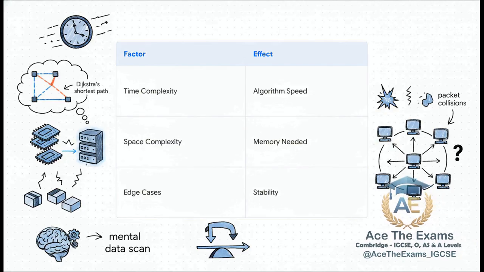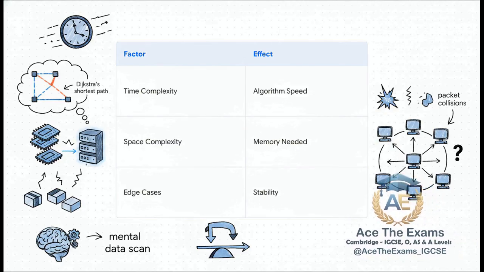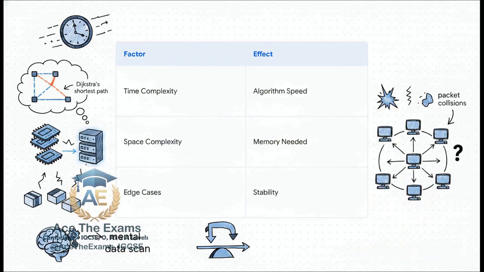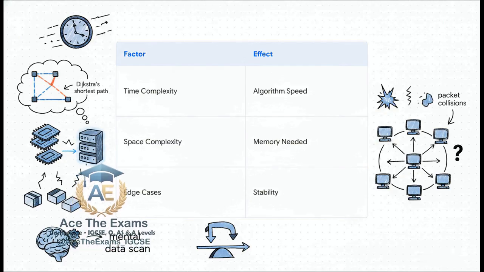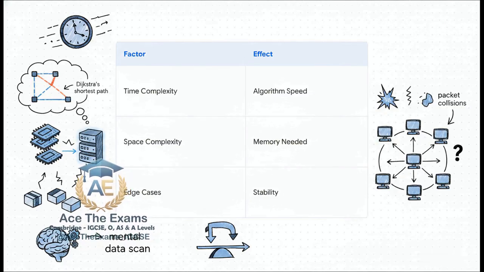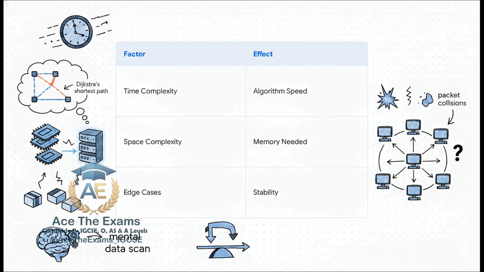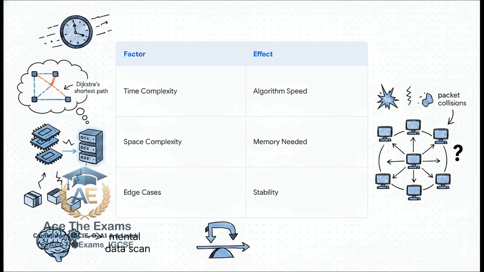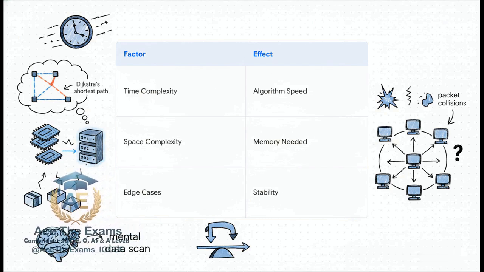And what about edge cases? This is where students always lose marks. What happens if a critical link goes down in a ring topology versus a central node failing in a star topology? What happens during a massive, unexpected packet collision storm? Top-scoring candidates don't just define these terms, they constantly evaluate these exact real-world trade-offs in their answers.